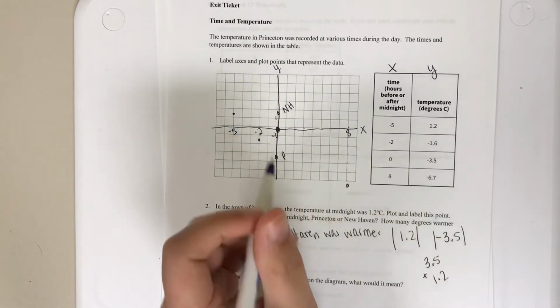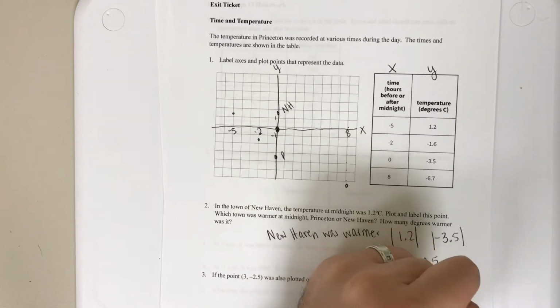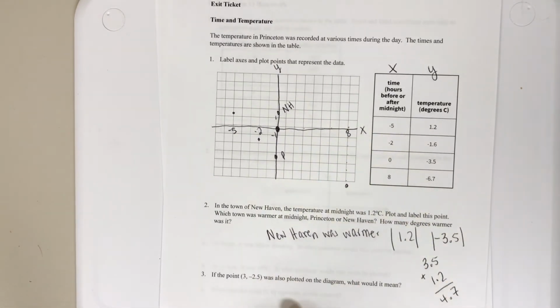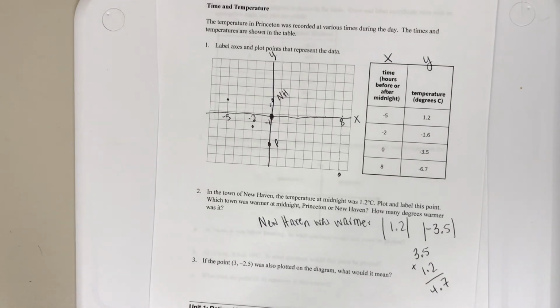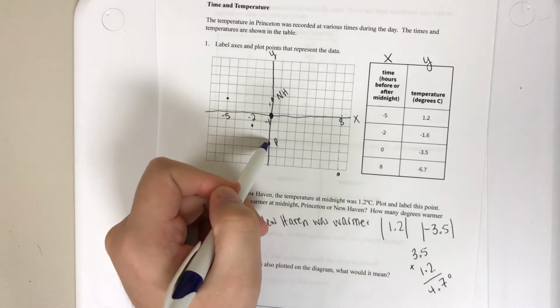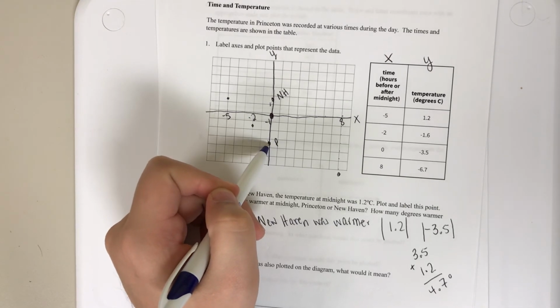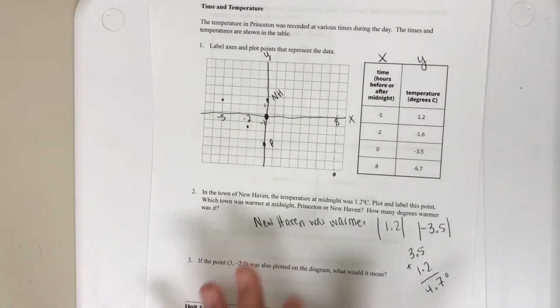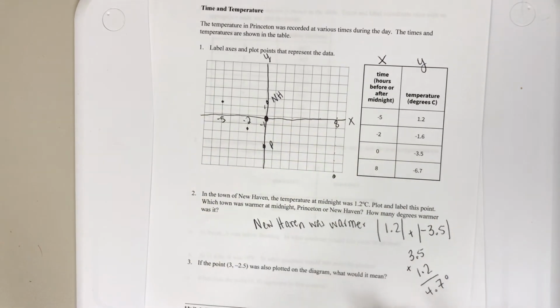I'm going to add 1 and 2/10 because that's also a distance from 0, so I should get 4 and 7/10, right? If I do the absolute value of that, it should be 4 and 7/10 degrees away from each other. So if you're talking about absolute value, remember that this point here is 3.5 from 0, and this is 1 and 2/10, and you add them together once you find their absolute values.